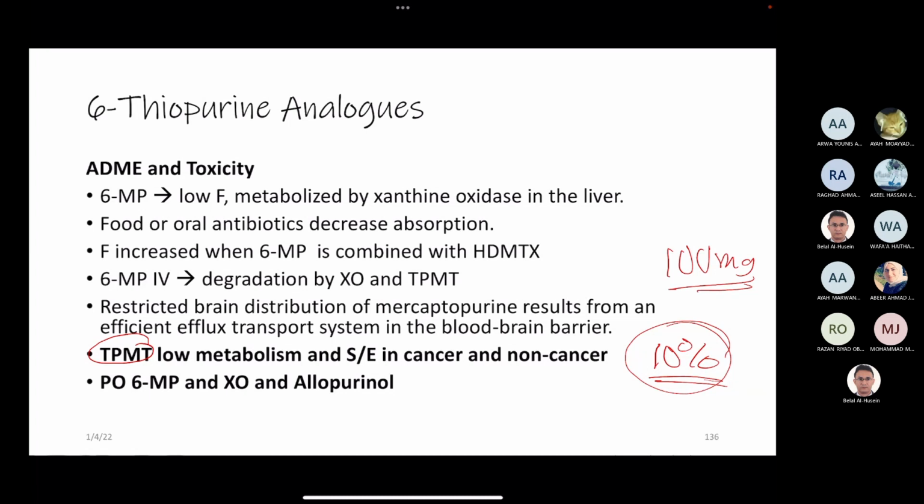So 6 thioguanine, in fact, or 6 mercaptopurine, in fact, could be subjected to accumulation if you give a xanthine oxidase inhibitor. في عندنا دواء اسمه allopurinol. Now, allopurinol, gout, it is given in gout.